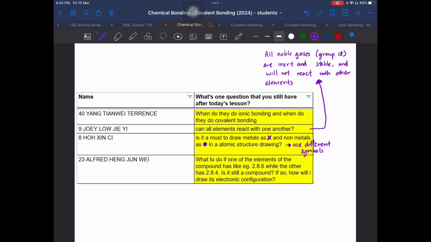And last but not least, Alfred's question: what do we do if an element has 2.8.6 in terms of the electronic structure, and there's another one with 2.8.4? Is it still a compound? And if so, how do we even draw these electronic configurations? Like I mentioned, these are very, very good questions, and it shows that you're thinking about the issues with just ionic bonding. Ionic bonding is always a very nice scenario whereby something can lose and something can gain electrons. But now you are thinking about situations where it's not so clear-cut. To answer Alfred's question, this is when we start to consider covalent bonding. When it is quite obvious that you can no longer just think about losing or gaining, that's where the concept of sharing comes in.